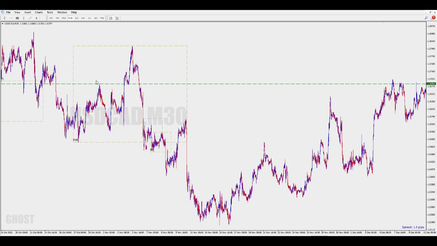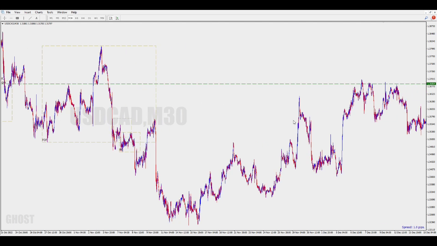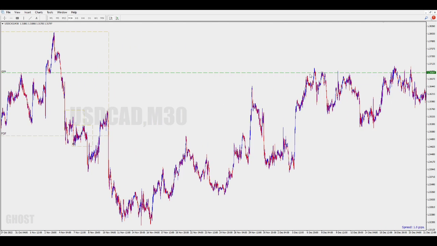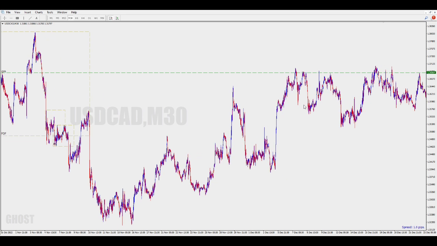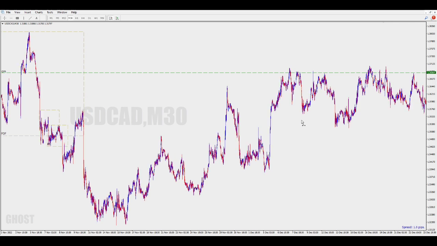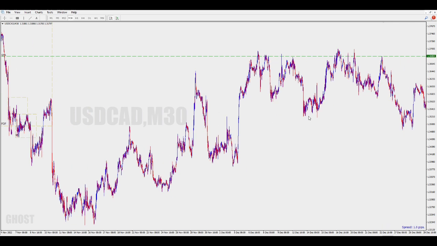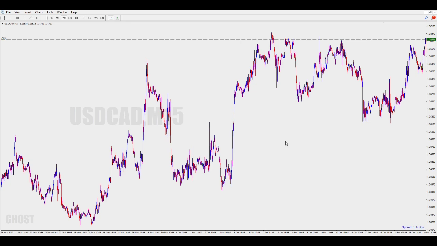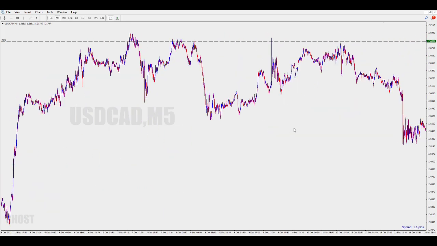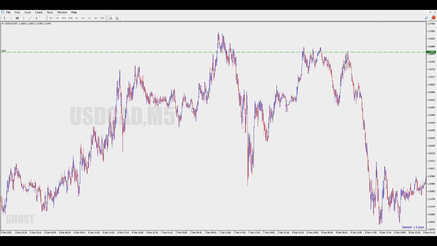And here you have a QM level. Let's call it that. QM level. And once the price reaches this QM level, we wait for some type of price action to happen, right? We don't just touch trade this, right?